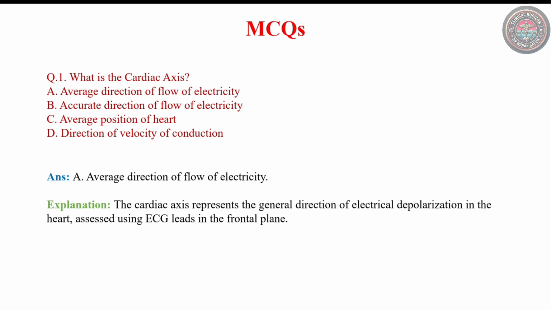Let's begin. What is the cardiac axis? The correct answer is the average direction of ventricular depolarization. The cardiac axis represents the overall direction in which the heart's electrical impulses travel during ventricular depolarization. It is determined by assessing the QRS axis in limb leads. Understanding the axis helps in detecting underlying cardiac conditions such as hypertrophy, conduction defects, or myocardial infarction.